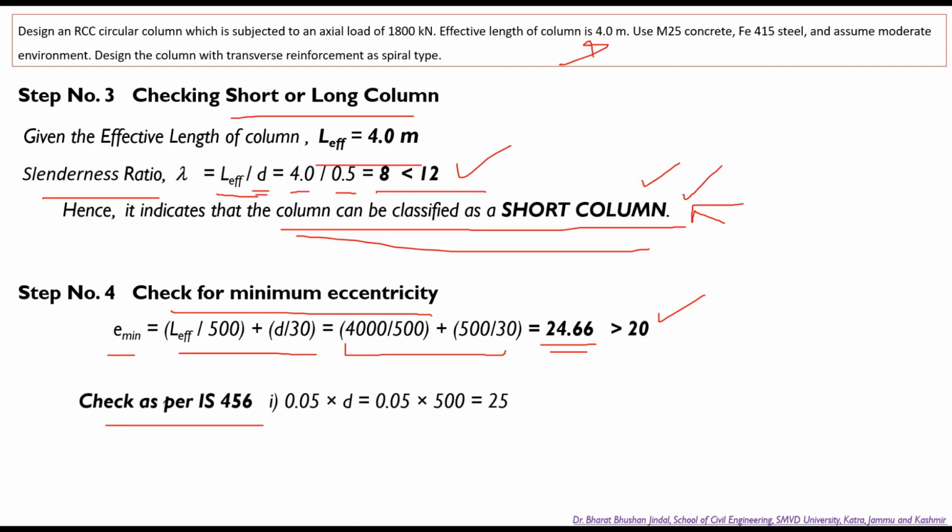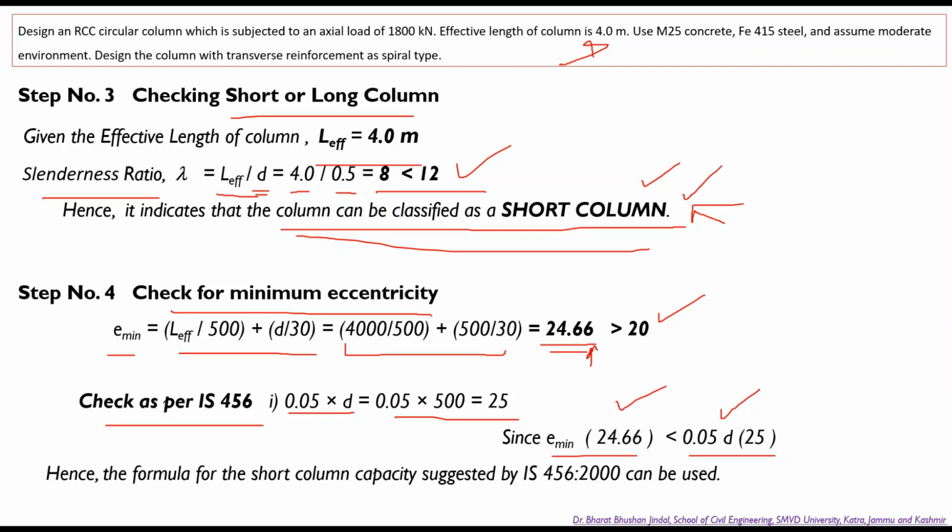Now another check which the code is suggesting regarding the eccentricity, that is 0.05 times the dimension, and it comes to be 25. So the E minimum which we are getting from the section, that is 24.66, is less than the maximum limit given by the code, that is 25. So we can say that the column is a short column, and the formula we have earlier used is also applicable.